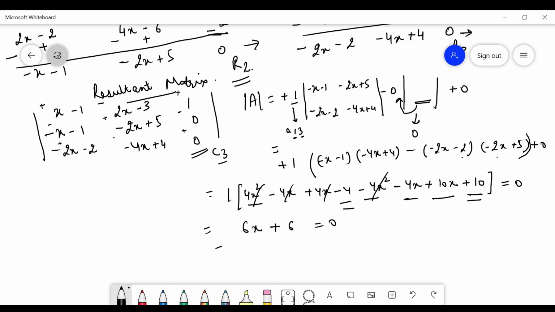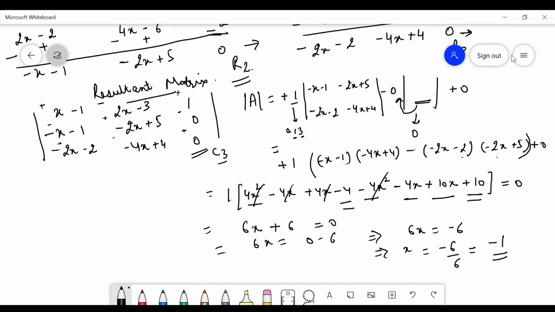So what will I get? 6x is equal to 0 minus 6. Okay, so this will give me 6x is equal to minus 6. So I will get the answer as minus 6 divided by 6. So the value of x here is minus 1. So this is my solution.